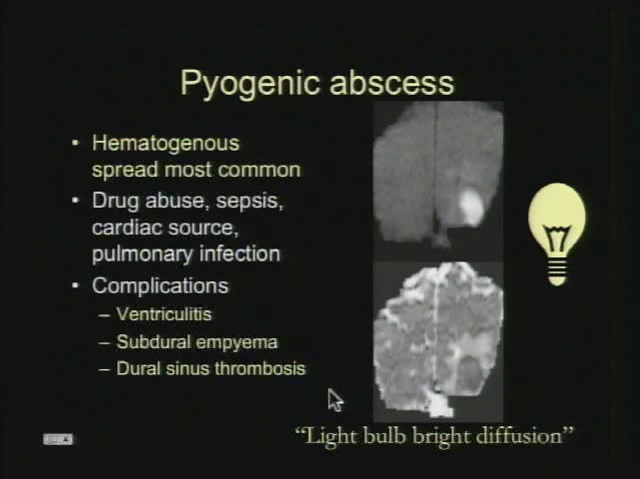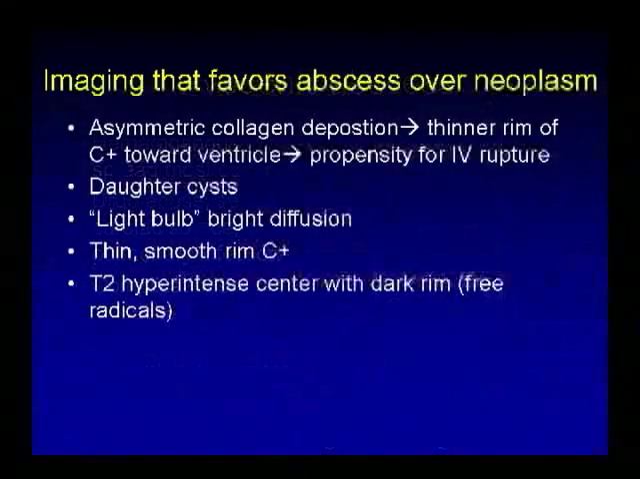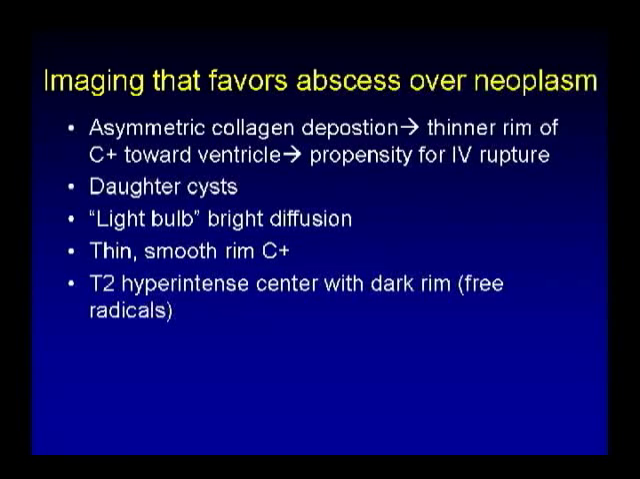This is a pyogenic abscess, usually hematogenously spread. Look out for the complications that we've discussed earlier, including ventriculitis, because these can rupture into the ventricle. So what are the imaging features that are going to favor pyogenic abscess over neoplasm? Well, as the body tries to wall off the abscess with collagen deposition, it's usually asymmetric. So you may have a thinner rim of enhancement towards the ventricle with abscess, and this explains the propensity for intraventricular rupture. Daughter cyst, the light bulb bright diffusion.